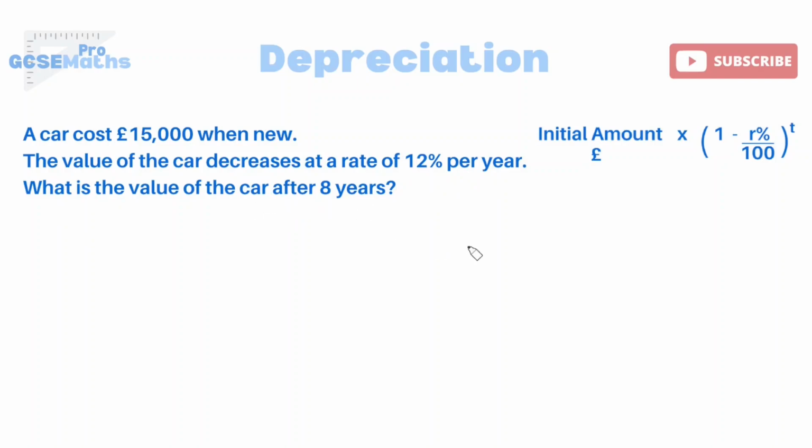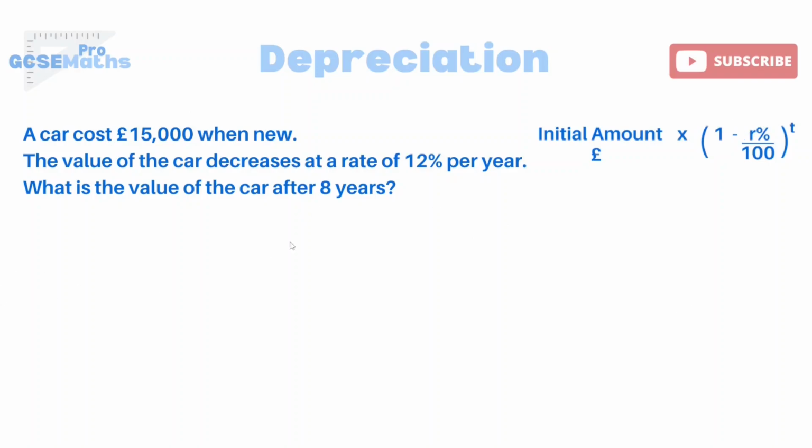If you have a look at this carefully, hopefully you can pick out that we've still got those 3 pieces of information that we look for in compound interest questions. We've got an initial amount, a starting value in this case, a percentage rate, and a time frame. The only thing you've got to be aware of is it says decreases, so that's where we've got the minus rather than the plus.